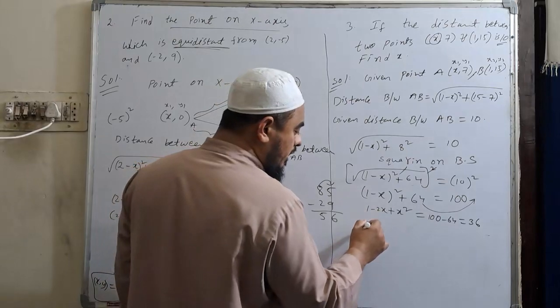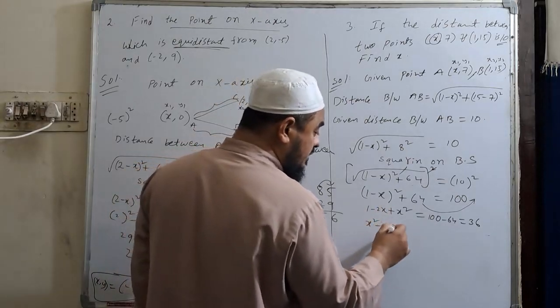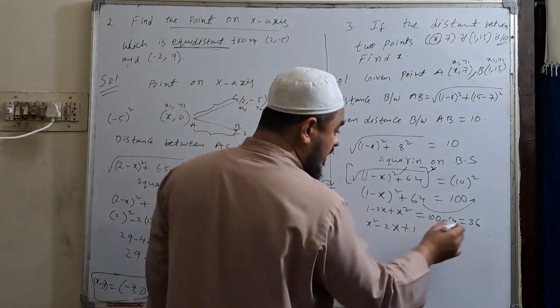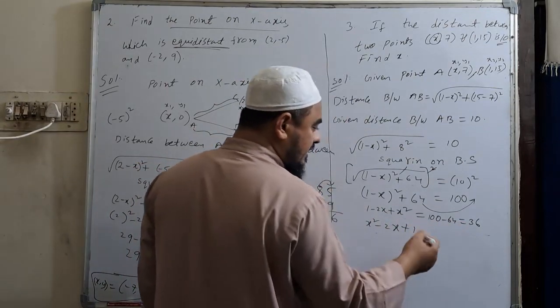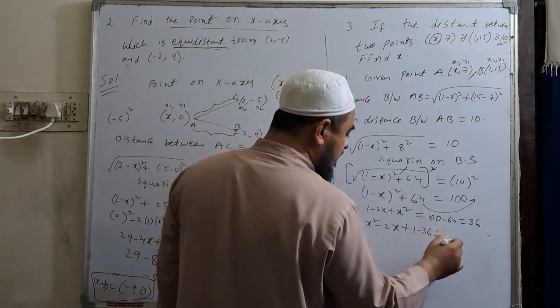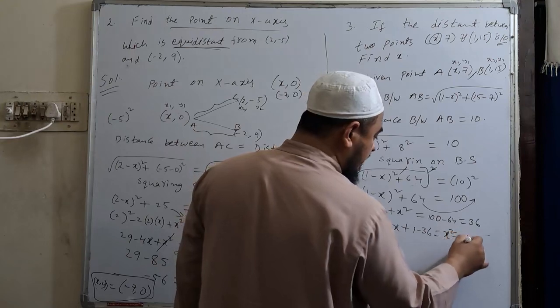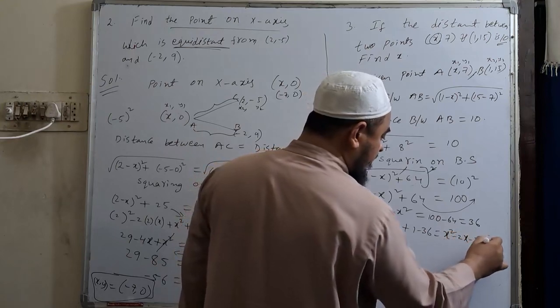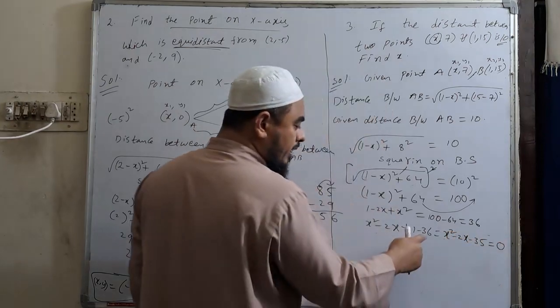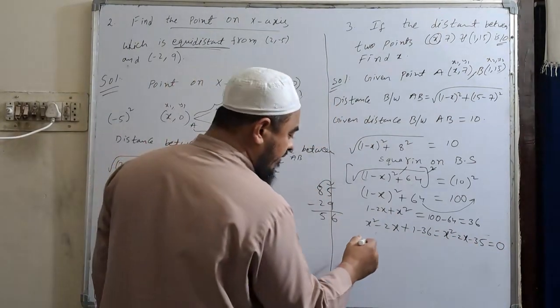So now we got a quadratic equation here. If you observe, x square minus 2x plus 1, we bring this 36 to the left hand side as minus 36. So what is the quadratic equation we got? x square minus 2x minus 35 is equal to 0. Minus 36 plus 1, we get it as minus 35.